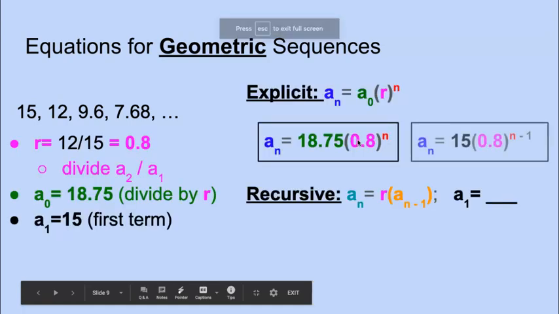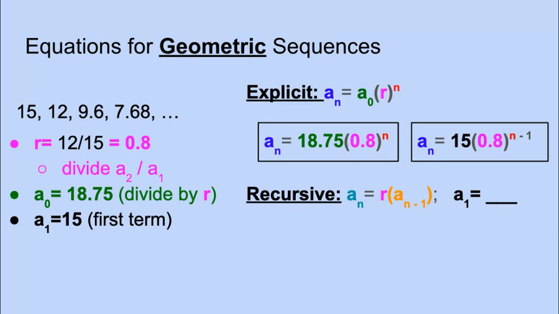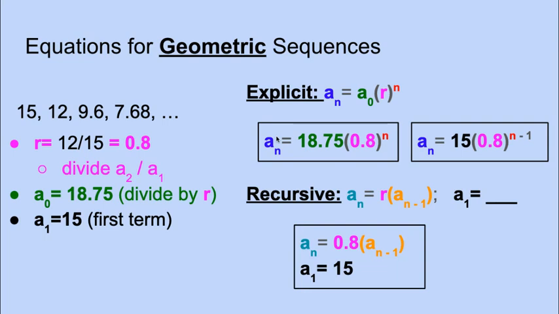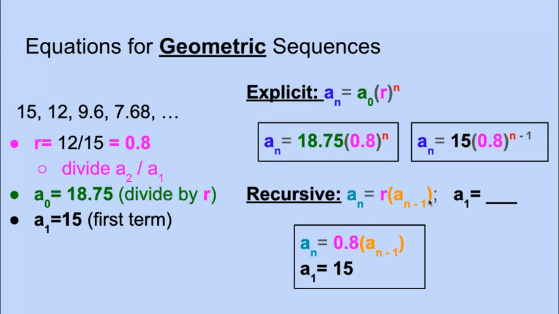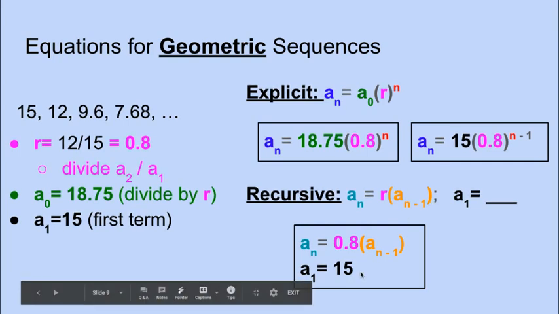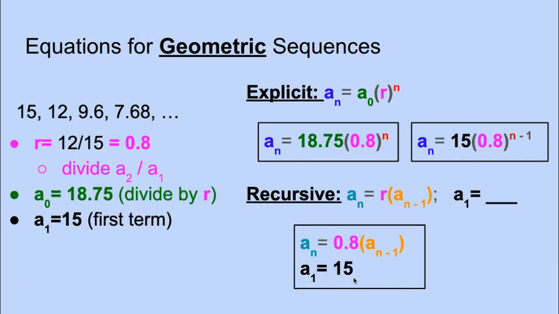All right. Where were we? And then we also can write it in our first term form: 15 times 0.8 to the n-1. Then we have our recursive equation. To get to the next term, we take 0.8 times the term before it. This time I chose to use n and n-1 just to show you what that looks like. And then we have our first term. So yeah, and that is all I have for you about sequences.